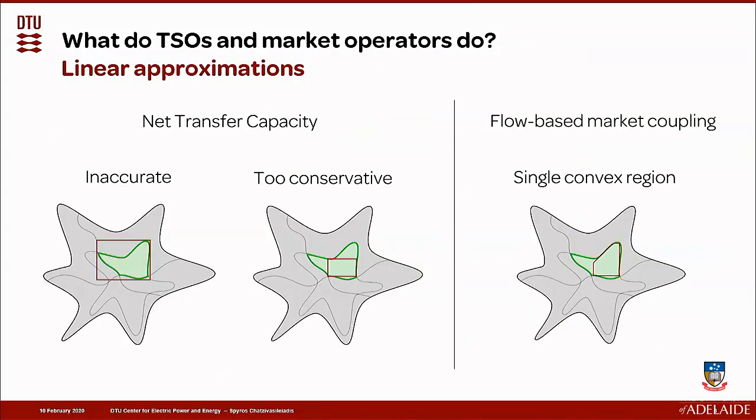So here's what happens. Electricity markets already do that. In Europe, they try to have linear approximations in order to make sure that the electricity market is always operating inside the feasible space, and how this stable operating space is characterized. This used to be net transfer capacity. Now it's flow-based market coupling, which is a bit better approximation. The idea is how we can actually capture the whole feasible region.